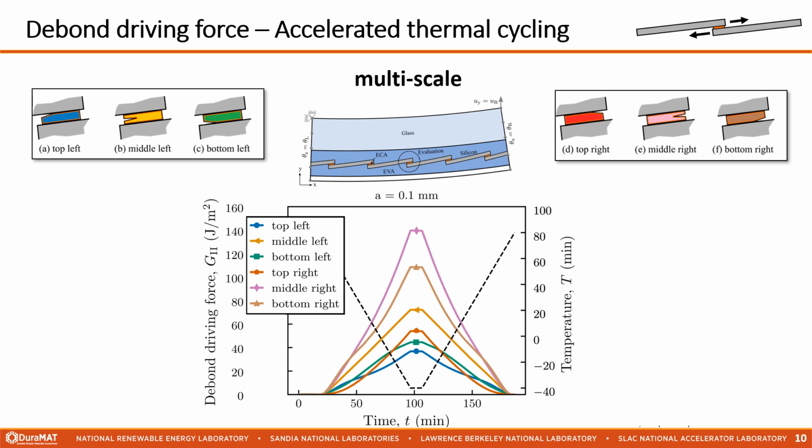The center figure shows the debond driving force derived from the multi-scale modeling approach, which follows an inverse relationship to the applied temperature profile. We found that an initial crack at the middle right location delivers the highest debond driving force, meaning that an initial flaw at this location in the ECA joint is most likely to initiate a crack.